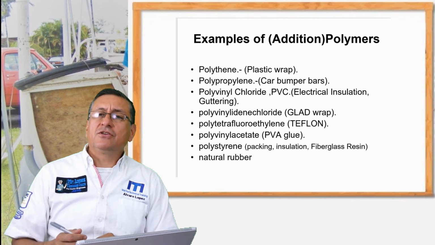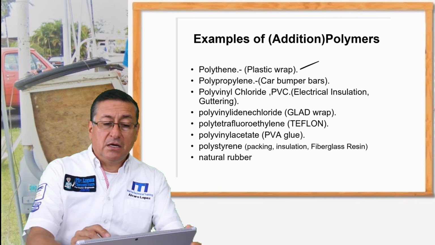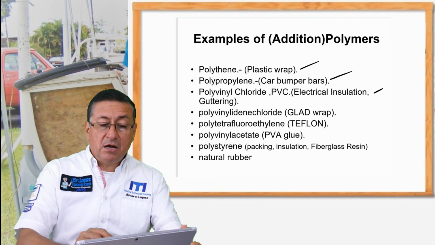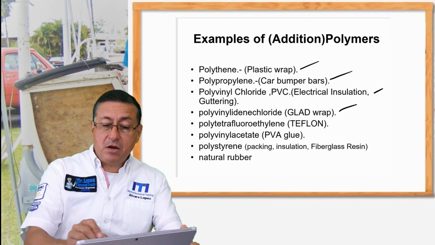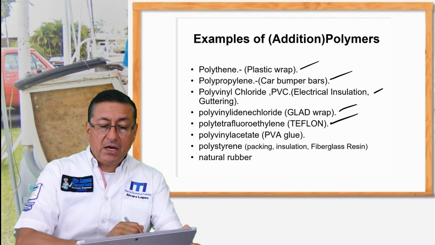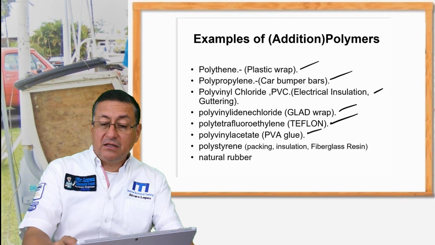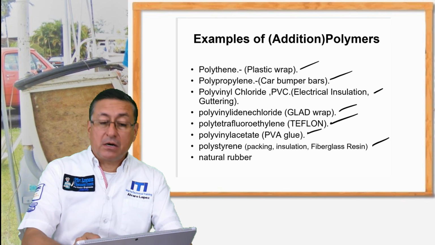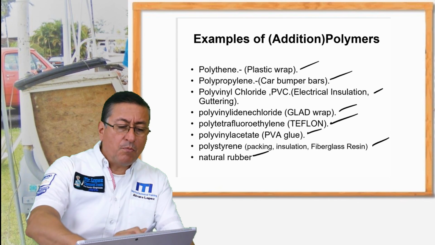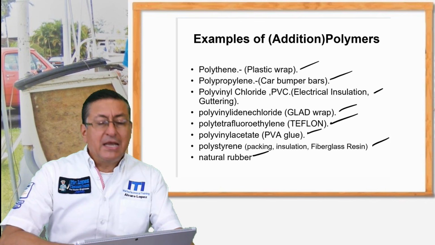Other examples of addition polymers. We have polyethylene, the plastic wraps, polypropylene, the bumpers, polyvinyl, the electrical insulators, polyvinyl chloride is the glass wrap, polytetrafluoroethylene which is Teflon, polyvinyl acetate, the PVA, the glue, polystyrene, the fiberglass resin, and natural rubber. Those are examples of addition polymers. And now, in the next coming episode, we are going to analyze natural polymers.